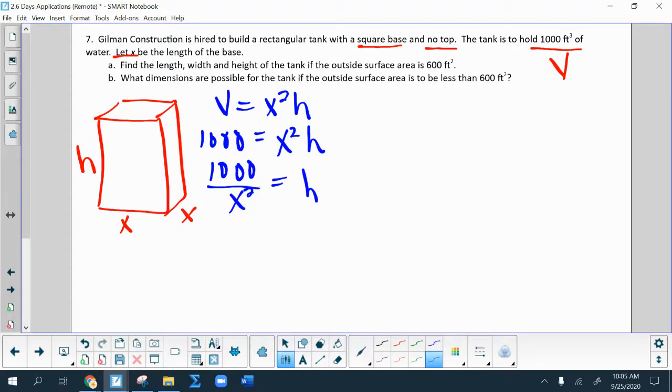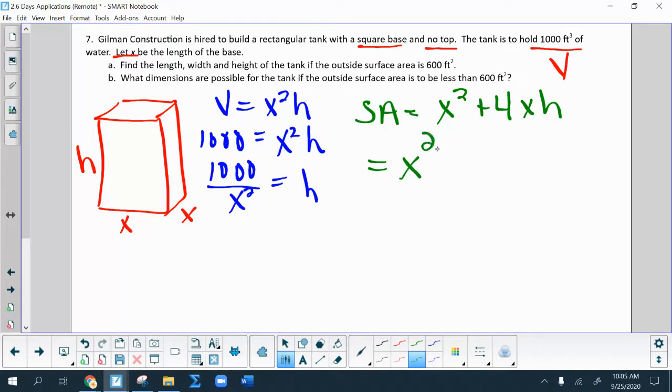Then it says find the length, the width, and the height of the tank if the outside surface area is 600. That just means don't include the inside of the box, only find the surface area of the outside of the box. And my surface area formula then, since this has no top, will be the 1 base of x squared and the 4 sides that are each x times h.